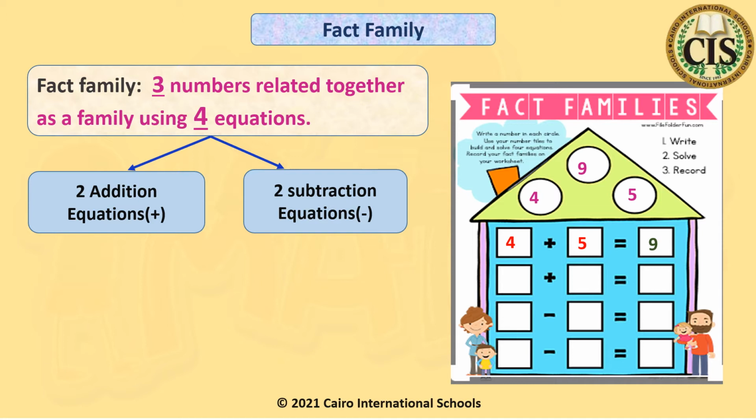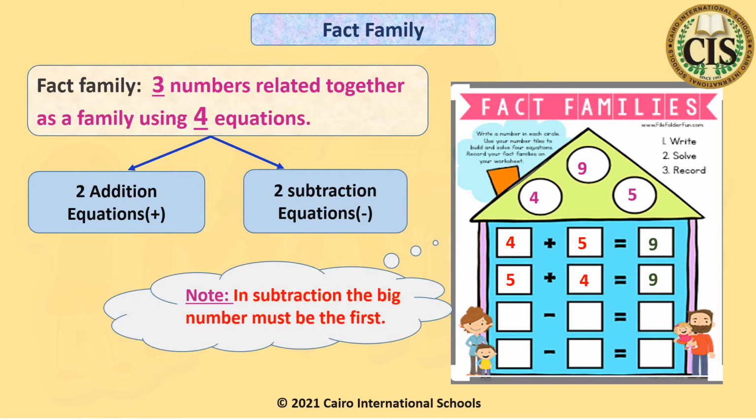We can say that 4 plus 5 equals 9, and we can switch the addends and the sum will not change. As we said, the commutative property. So 4 plus 5 equals 5 plus 4. 5 plus 4 equals what? Equals 9. Now we can complete the subtraction equations. But pay attention that in subtraction, big number comes first.